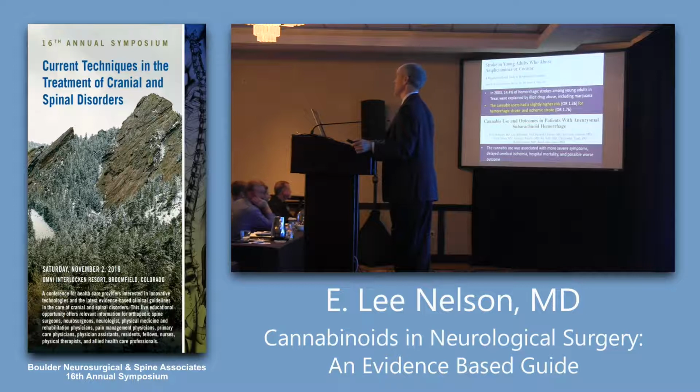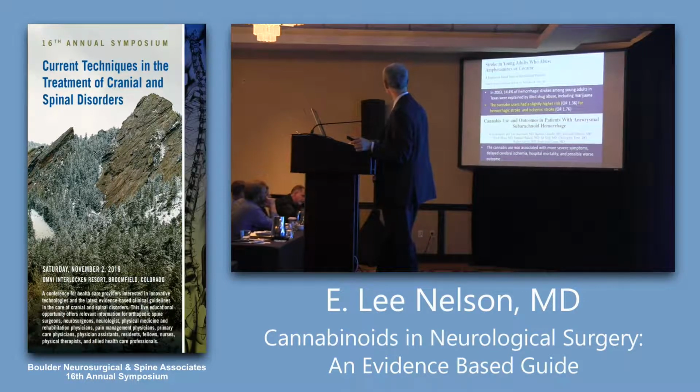cannabis users have a higher risk of stroke. They have a much higher risk of hemorrhagic stroke and ischemic stroke. They have a much higher risk of rupturing their aneurysm in their brain, and when they rupture their aneurysm, they have a much higher rate of delayed cerebral ischemia, which is one of the major reasons of morbidity and mortality after aneurysmal rupture. They have a much higher hospital mortality and a worse outcome. This is with ruptured aneurysms.